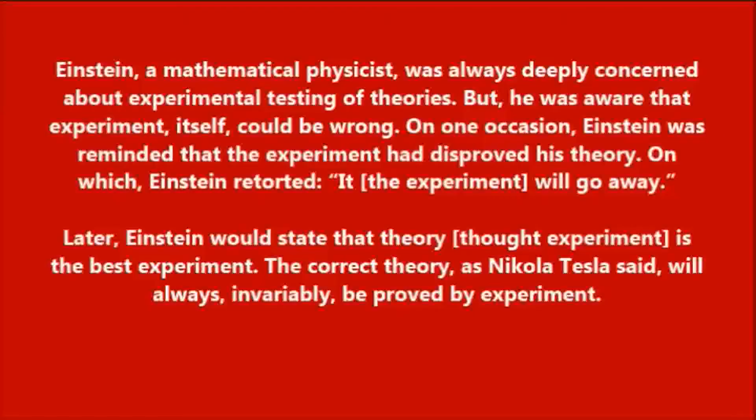Einstein, who was a mathematical physicist, was always deeply concerned about experimental testing of theories. But he was aware that experiment itself could be wrong. On one occasion, Einstein was reminded that the experiment had disproved his theory, on which Einstein retorted, the experiment will go away. Later, Einstein would state that theory, thought experiment is the best experiment. The correct theory, as Nikola Tesla said, will always, invariably, be proved by experiment.